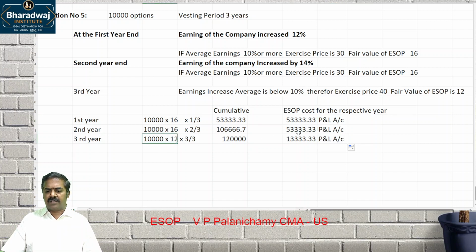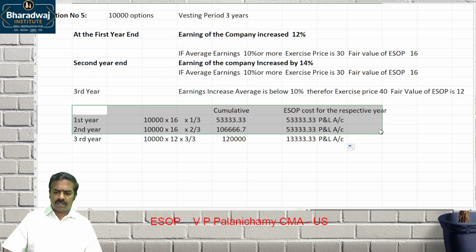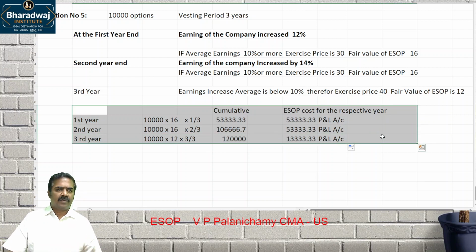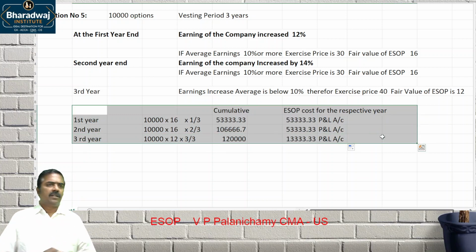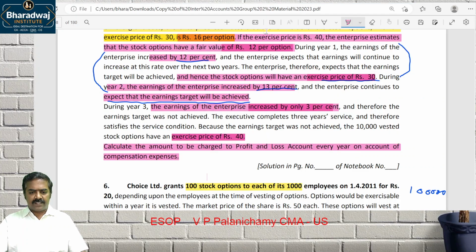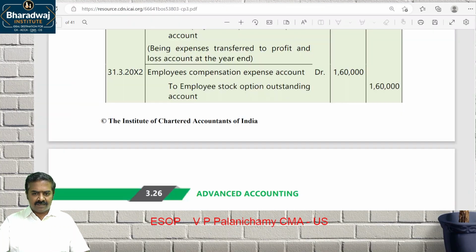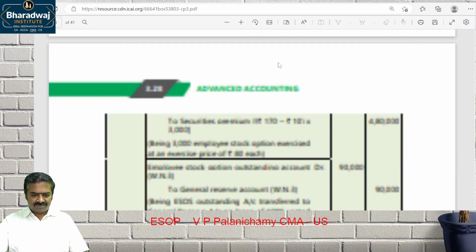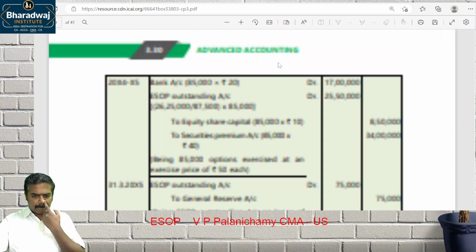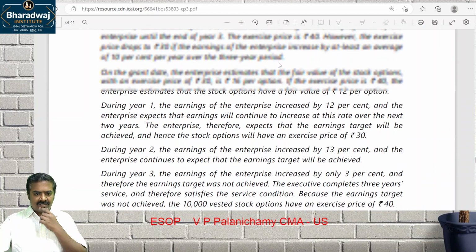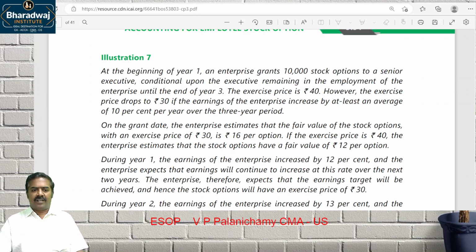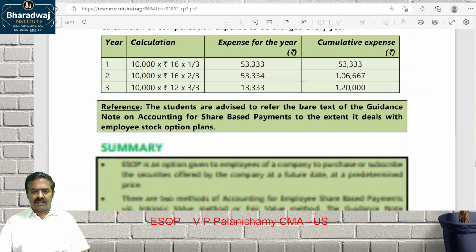Since the fair value changed, the amount recognized is different. That's all. This is your answer for this question. Do they ask you to pass a journal entry? No. They don't ask you to pass a journal entry. You don't believe it? It's an ICAI question only. This is Illustration 7 in your ICAI material. You can see the solution.